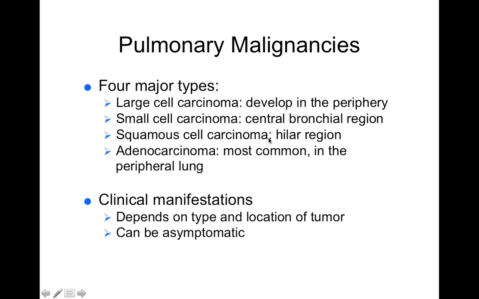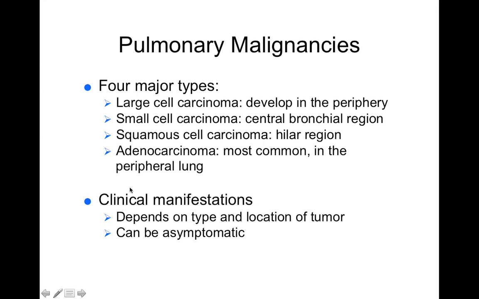Squamous cell carcinomas also come from the hilar region, or the medial aspect. And the adenocarcinomas are the most common type. Those occur in the peripheral lung tissue. And it's the adenocarcinomas that are associated with smoking-related lung cancer. And adeno means it's associated with glandular tissue. Think of like a mucus gland, right? And if these things actually become cancerous, then we call that adenocarcinoma.